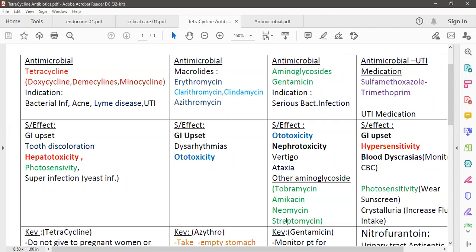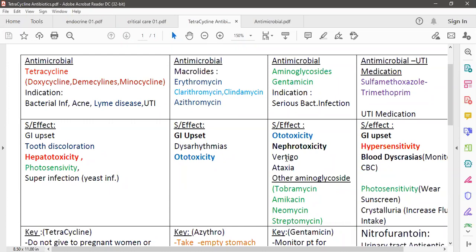So aminoglycoside can cause ototoxicity, nephrotoxicity, and neurotoxicity. So aminoglycoside can cause hearing problems, renal problems, and neurological problems, like vertigo or ataxia, shortly called neurotoxicity.